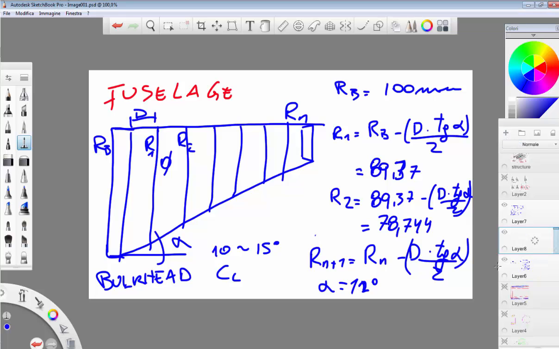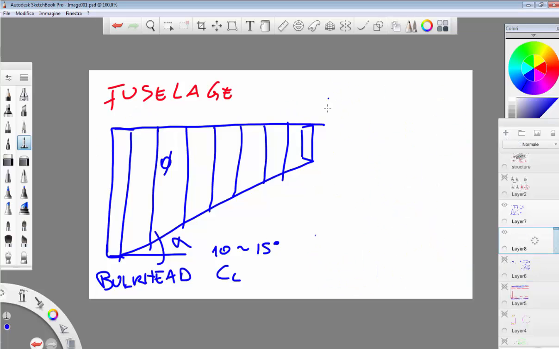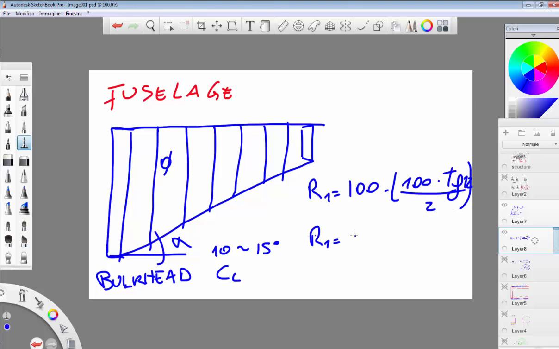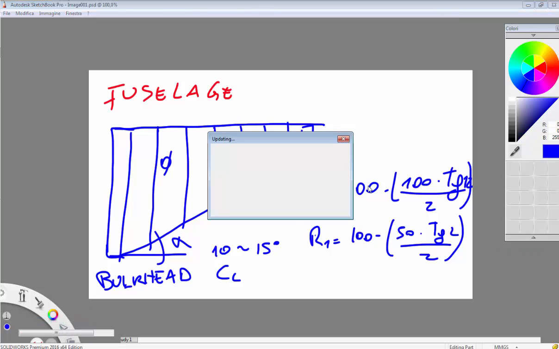So this will look like R1 is alpha, oh sorry, divided by 2. But if you use 50, this will look like 50. Okay, so this is just to make sure that your calculations are going good.